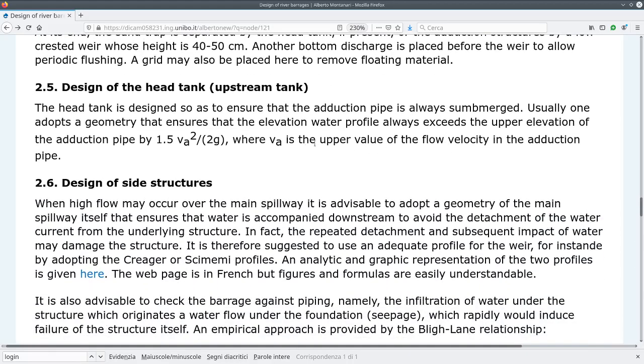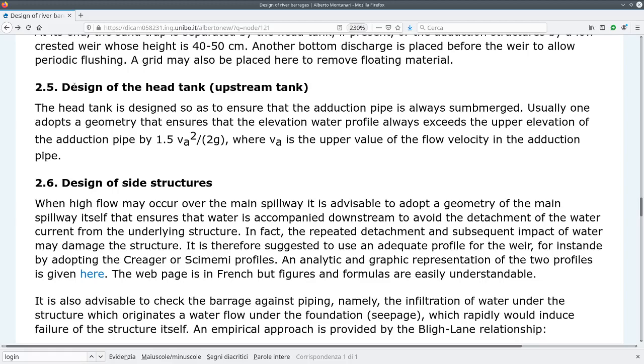And now let me speak about the head tank. The purpose of the head tank, as I said, is to make sure that you always have some water above the ceiling of the pipe that brings water downstream, if any. So if you bring water downstream by using a pipe, you need to make sure that the roof of the pipe, let's say, the highest elevation of the pipe entrance is always submerged.